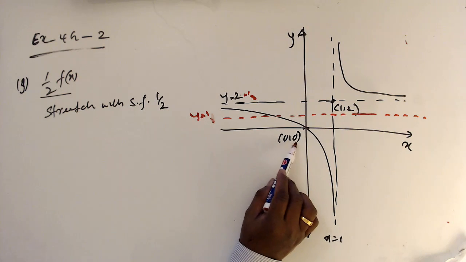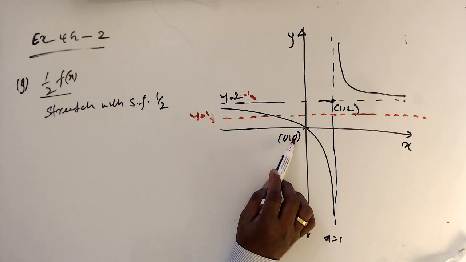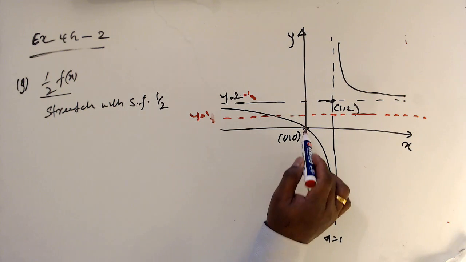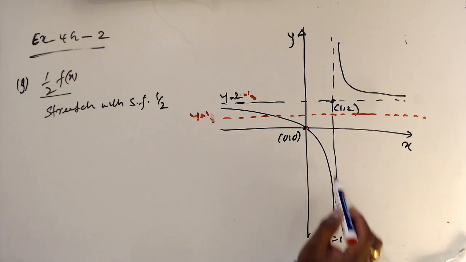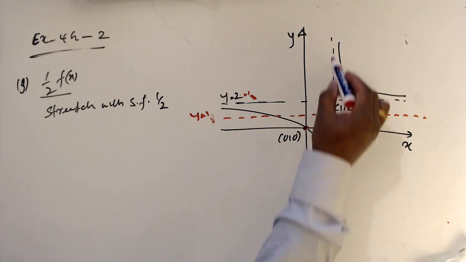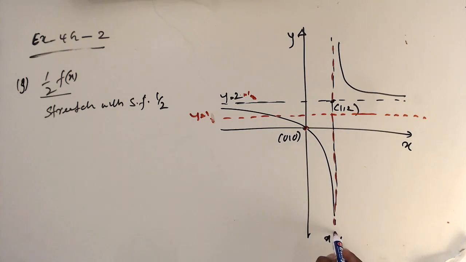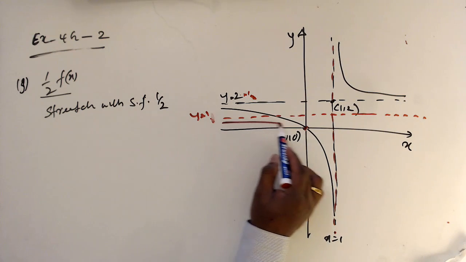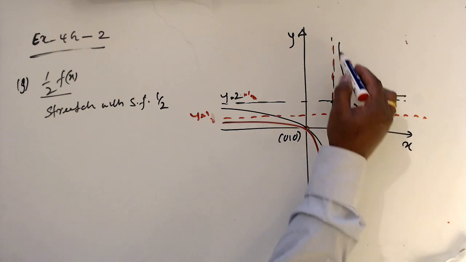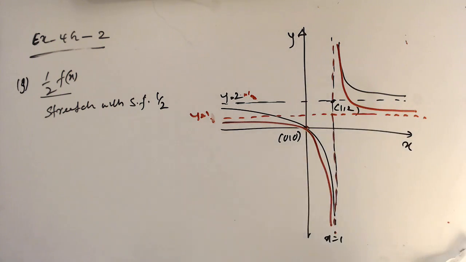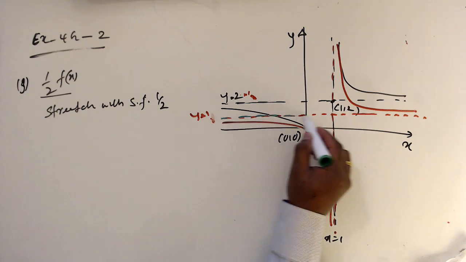Then let's take 0, 0. 0 times half is 0. Then definitely this point is a point on the graph. And x equal 1 is still the same asymptote. So then the graph is going to be like this. Those are the new asymptotes.